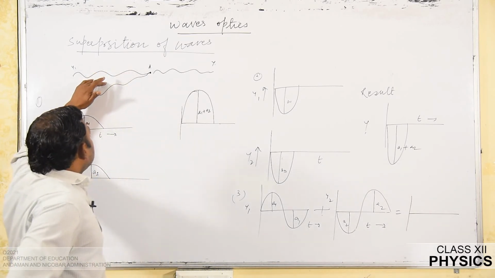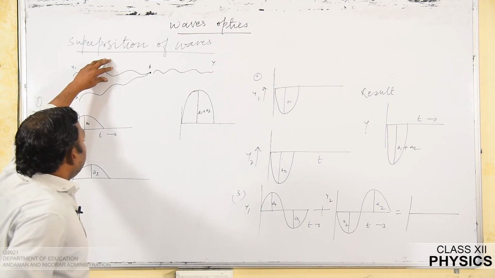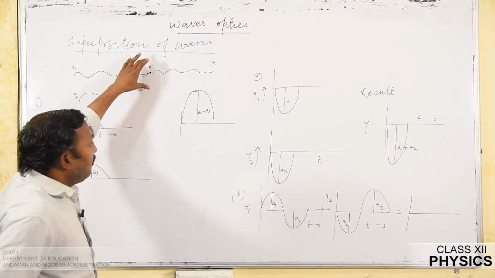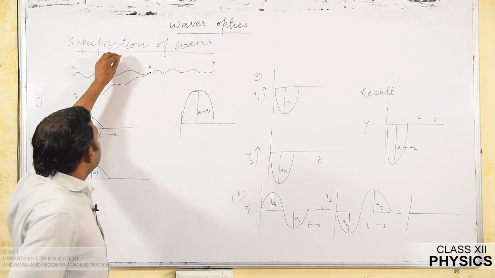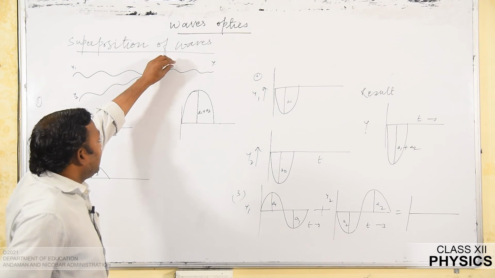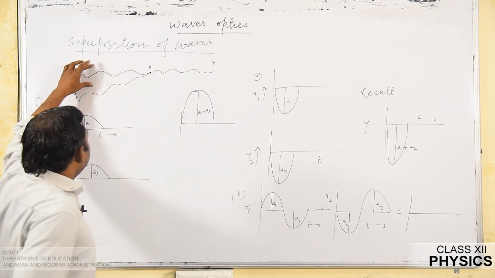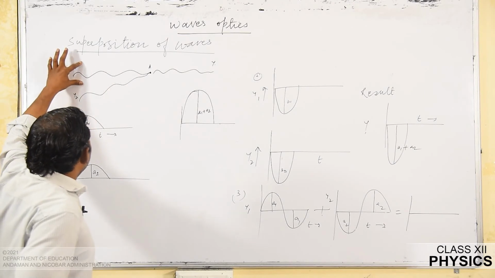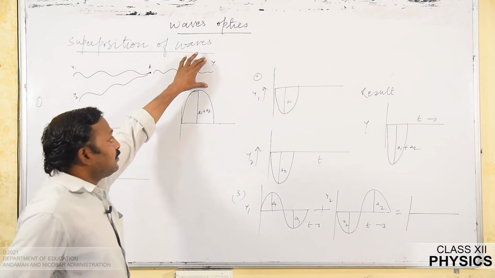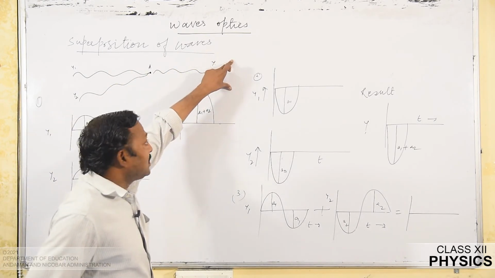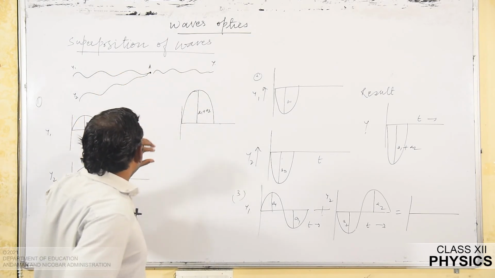When two waves of displacements y1 and y2 superimpose with each other, we get the resultant displacement of the wave. Now the superposition principle states that when two light waves having displacements y1 and y2 superimpose with each other, the resultant displacement will be equal to the vector sum of the displacements of the individual waves. Now let us see that.